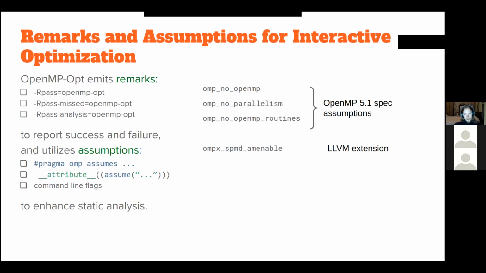On the right, we have a list of OpenMP 5.1 standard assumptions, and then we also have some LLVM extensions that we use for our own optimizations, like SPMD mode. So these remarks and the assumptions that they reference allow users to do interactive optimizations to get the most performance out of their application without treating the compiler like it's a black box.